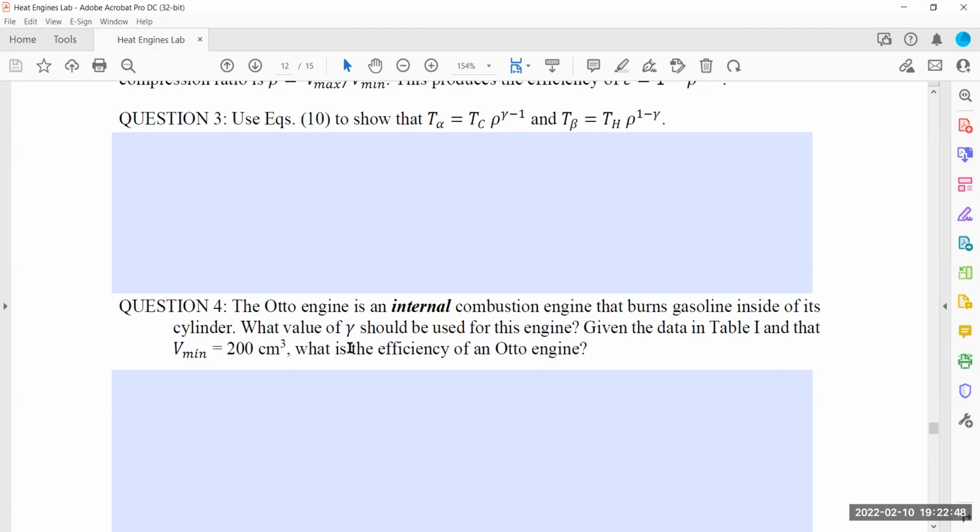And V min equals 200 cubic centimeters, which is the efficiency of an Otto engine. So we have V min, which is 200 cubic centimeters. We have V max, which is 1,000. Obviously, the rho in this case, or the R in this case, is 5. So all you have to do is find the efficiency using the formula, which is 1 minus 1 over 5 to the power 0.4.